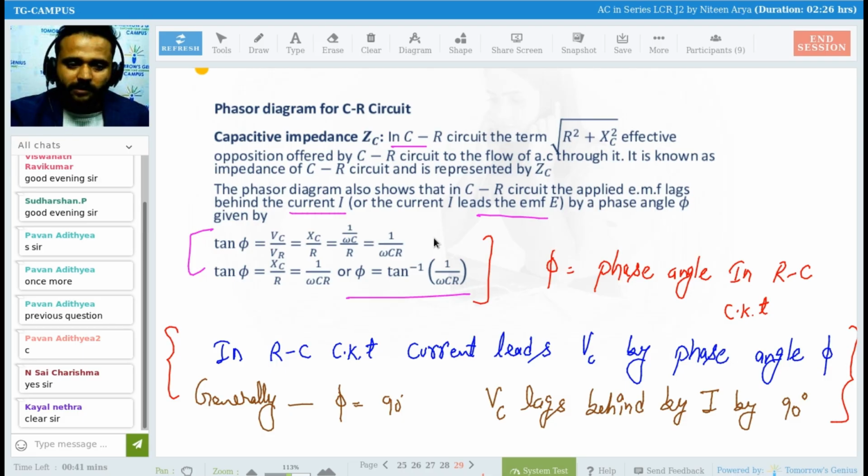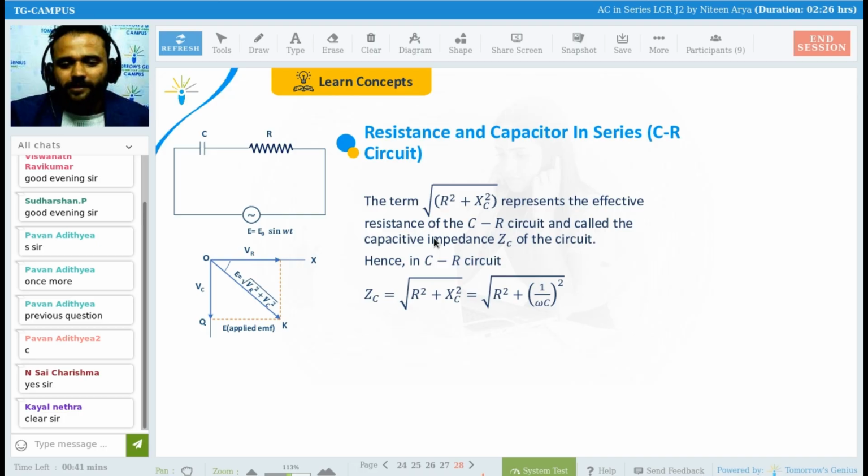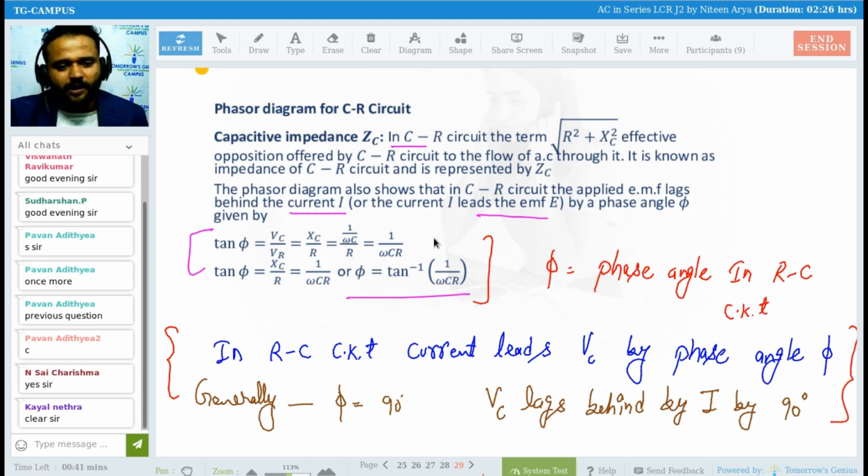But it can be changed also. The moment I change omega, that is the frequency, or C or R, it changes. In the general sense it is 90 degrees, as you can see from the previous one, but mostly it depends on omega, C and R. The same thing we are following. So the total impedance, the net impedance for an RC circuit, is known as capacitive impedance, and the total impedance for an LR circuit is known by its own name. Okay, and we are done for today.